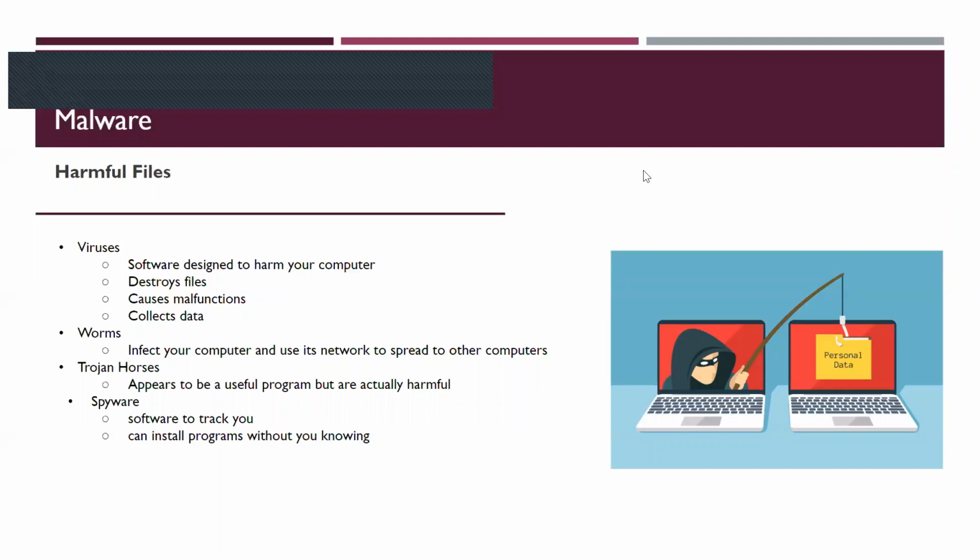And then there's spyware, which is software to track you. It can also install programs without you knowing, which is very dangerous because it can be such a simple file that then allows hackers a door to your computer. I'm sure you've seen a lot of those things where people's phones get locked down and it says pay me money and we'll unlock your phone. So it's kind of similar to that.